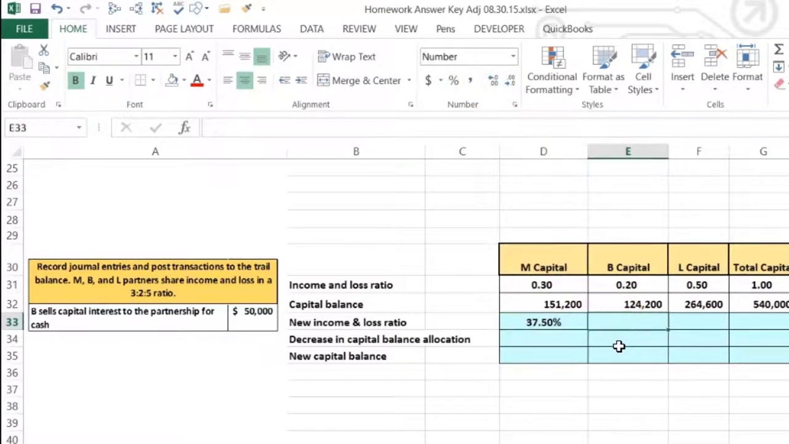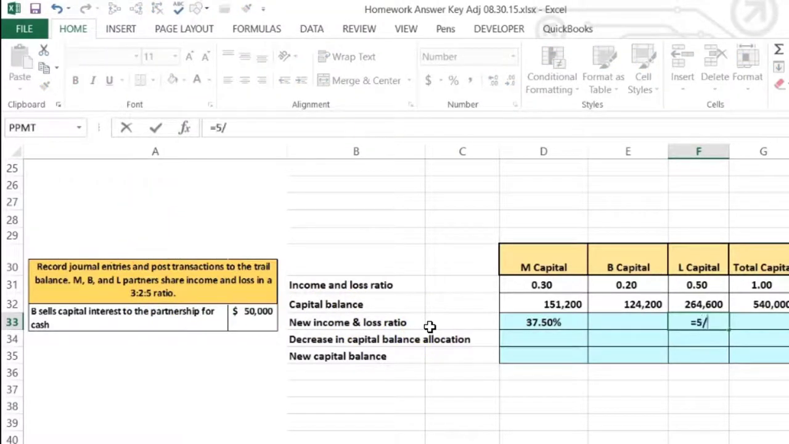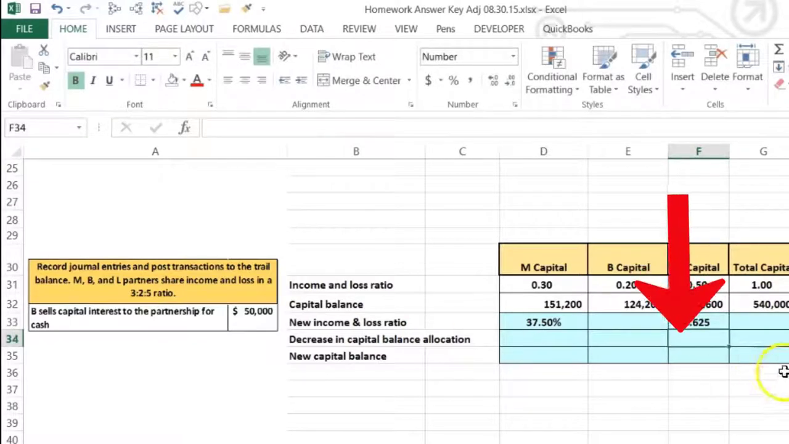And then B is gone, of course. Then we're going to go to N. L, we're going to have the same thing. We could say, well, let's make it 5 out of 8. 5 out of 3 plus 5. So equals 5 over 8. And that'll be the new percent.